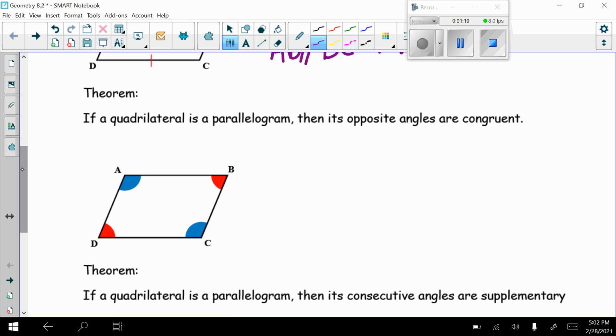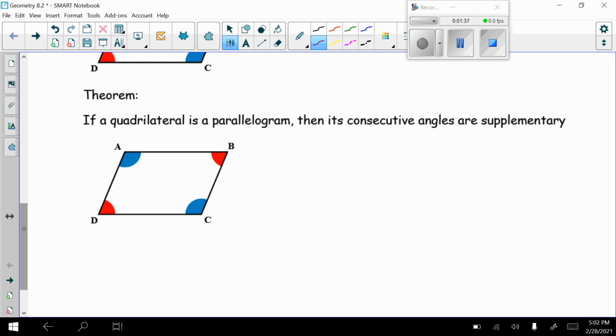We have another theorem that says if a quadrilateral is a parallelogram, then its opposite angles are congruent. So then here we could say that angle A is congruent to angle C, and angle B is congruent to angle D.